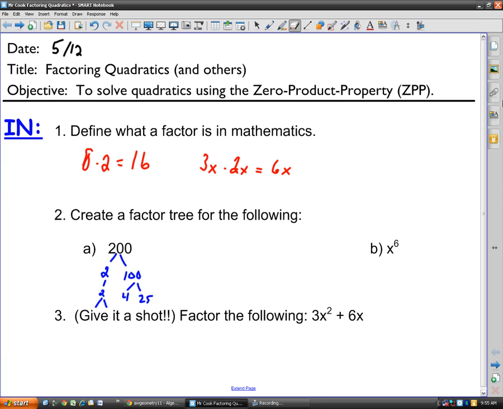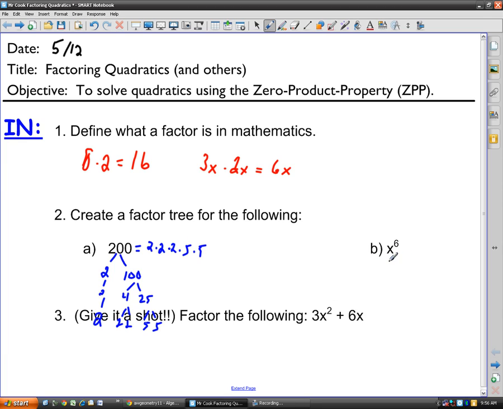I just bring the 2 straight down, and break them down to their primes. So if I break 4 down, it's 2 times 2, and 25 is 5 times 5. So the prime factorization is 2 times 2 times 2 times 5 times 5. And that's the prime factorization of 200. That's just what we were trying to do, come up with the factors. So all of those are factors of 200.